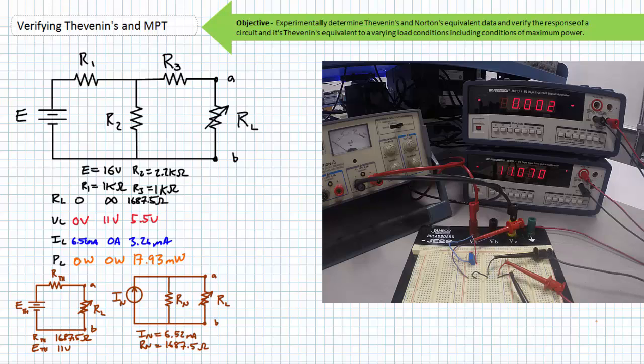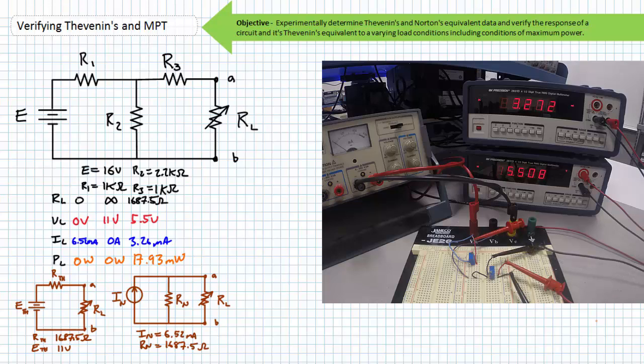In open circuit conditions, when the load resistance is replaced with an open circuit, the ammeter reads no current draw and the voltmeter indicates a value close to our anticipated value of 11 volts. In these conditions, power dissipated by the load is 0 watts.